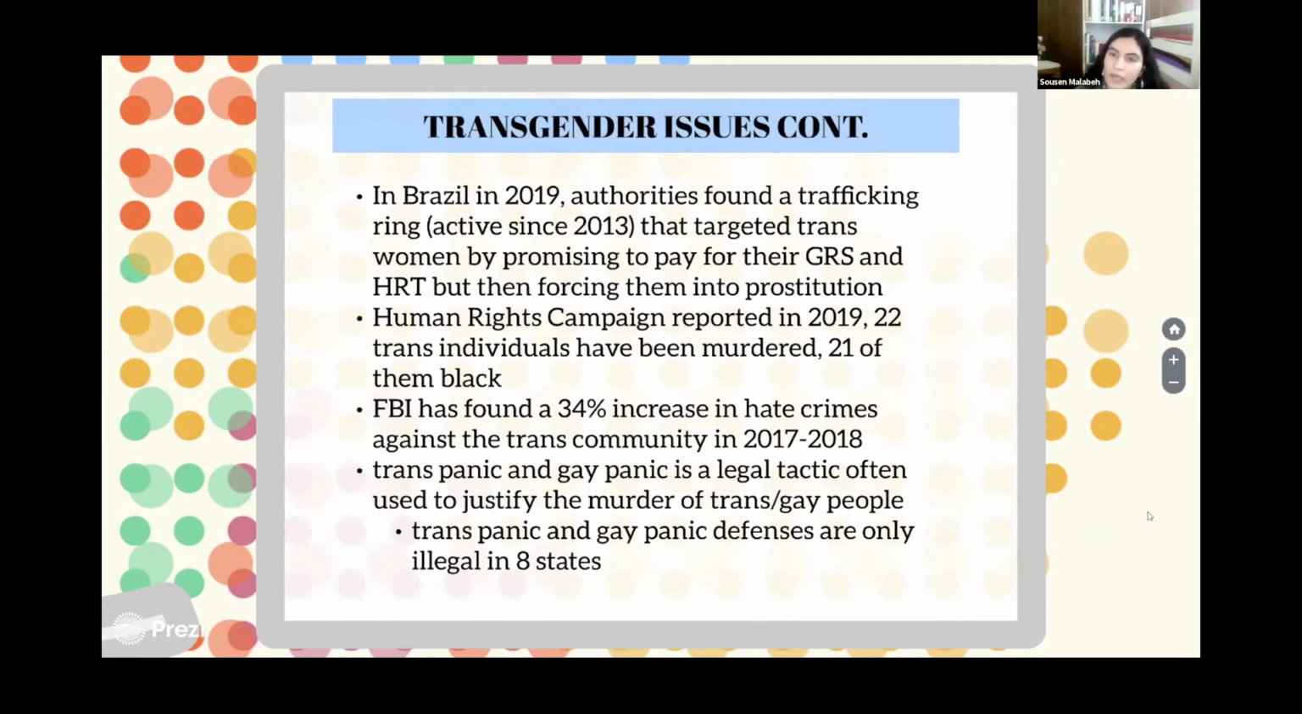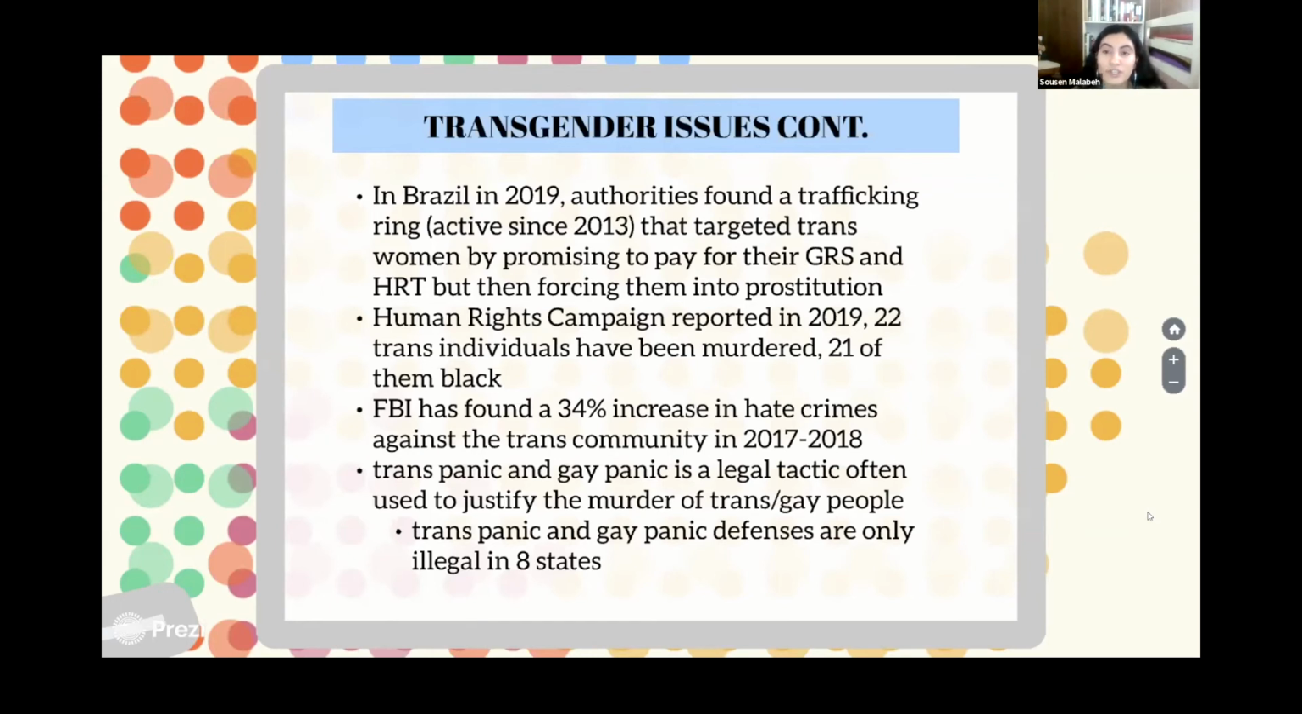The Human Rights Campaign has also reported a huge spike in hate crimes against the trans community from 2017 to 2018. And finally, another big reason why human trafficking is specifically dangerous for gay and trans people is trans panic and gay panic. Those are legal defenses where basically, if someone doesn't tell you that they're trans, you murder them because they didn't disclose that to you.